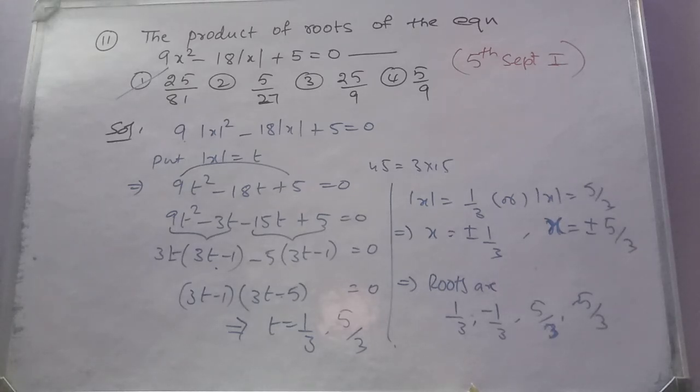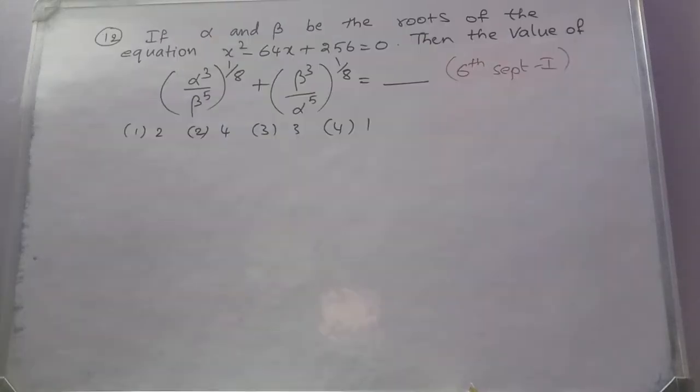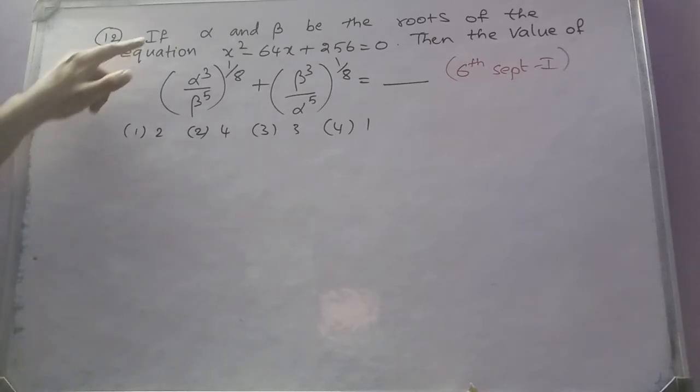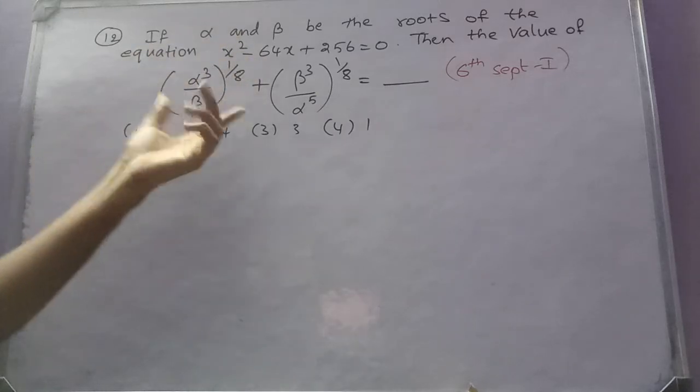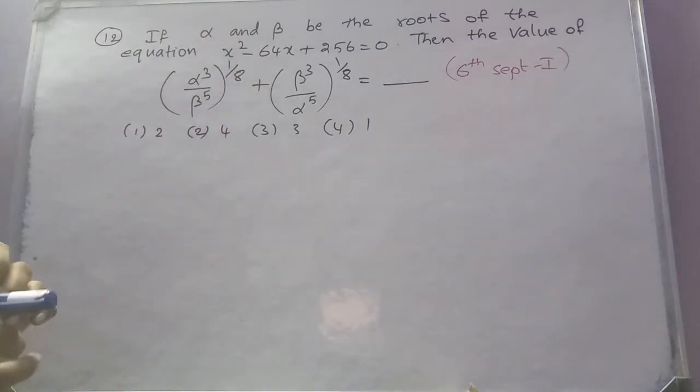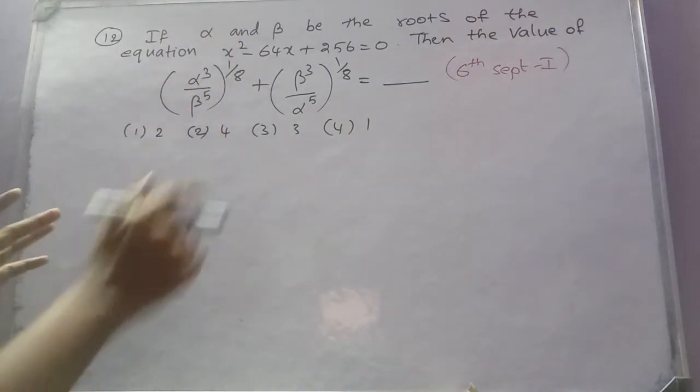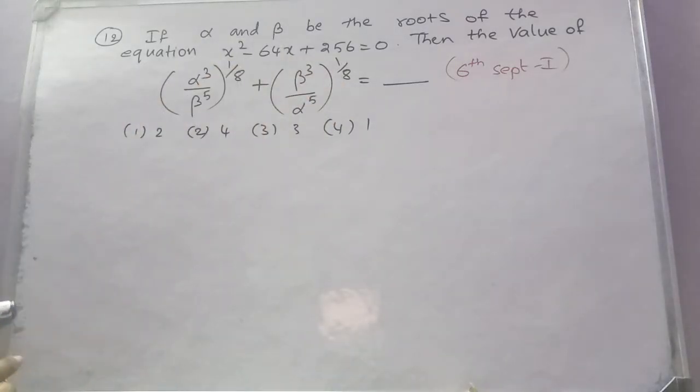We'll go to the next question. The last question of this video. Another mouth-watering question, another easier question. If alpha and beta be the roots of this quadratic equation, then find the value of this. See, don't feel that it might be difficult by looking at the rational indices. No, it's actually very easy.